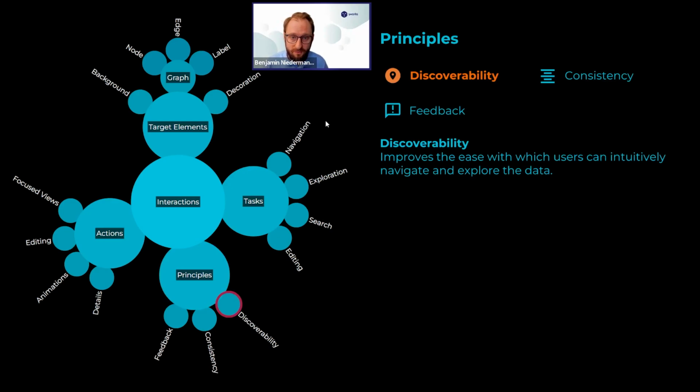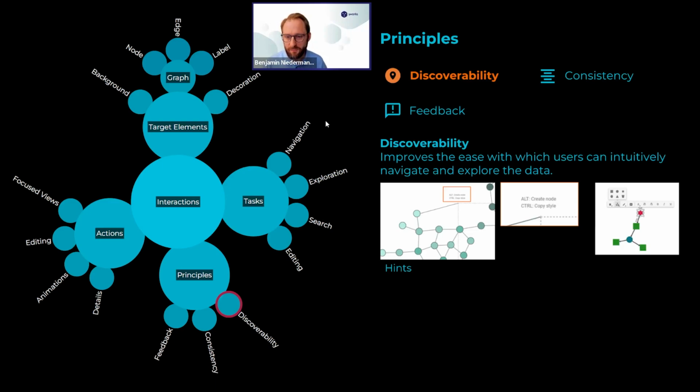So I would like to talk first about discoverability. This is really only a very short and broad overview of three important principles. There are many more, and there's, of course, an entire set of literature about this, so I can only sketch this. With discoverability, you would like to improve the ease with which the user can intuitively navigate and explore the data, in the context of graph visualizations.